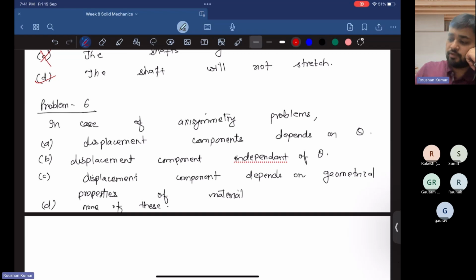So this question is based on the axisymmetry problem. In case of axisymmetry problem, displacement component depends on theta. No, that's not correct, because in axisymmetry problem we assume that the displacement component is independent of theta, which is the next option, option B. So it's correct. The third option is displacement component depends on geometrical properties of material. No, it's independent of geometrical properties of material. And the fourth option is none of these, because one of the options is correct, so none of these is also incorrect. So this is all about question number 6.